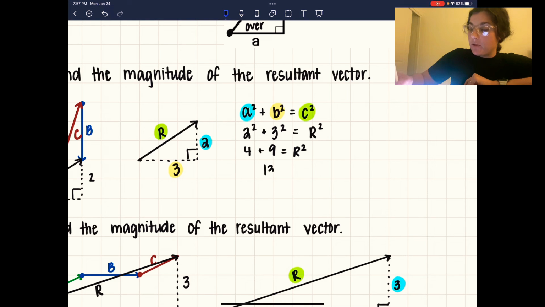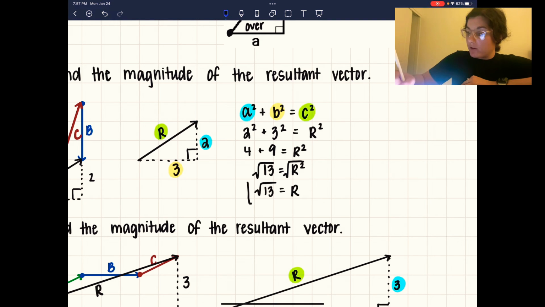4 plus 9 gets me 13, and this is equal to my magnitude squared. Now, I don't want the magnitude squared. I want just the magnitude of the vector. In other words, I want just the length of the vector. So to find the length of the vector, I'm going to square root both sides. And when I do that, I'm going to end up with the square root of 13 equals the magnitude of my vector.